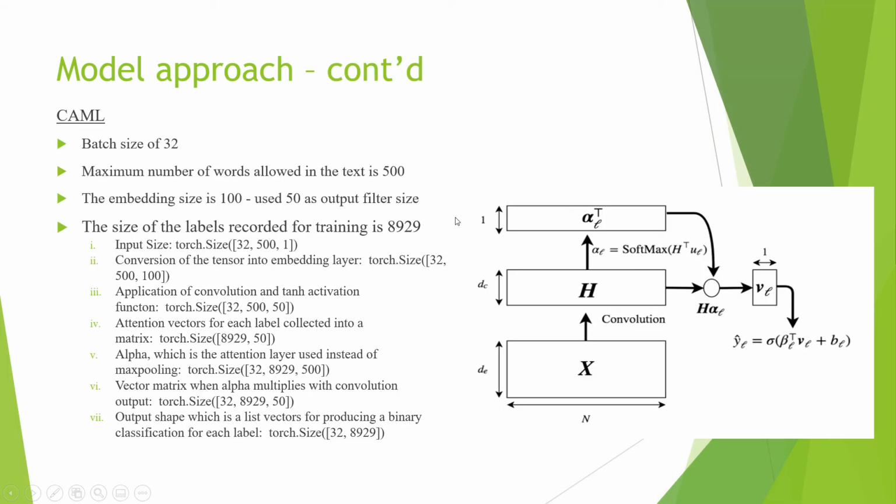We need to deep dive on CAML as it is our key model in this paper. Batch size is 32. As we already mentioned, the maximum number of words allowed is 500. Embedding size is again 100. We use 50 as the output filter size. The size of the label recorded for training is 8,929. And these are the breakdowns of our parameter grid, which is pretty much self-explanatory.